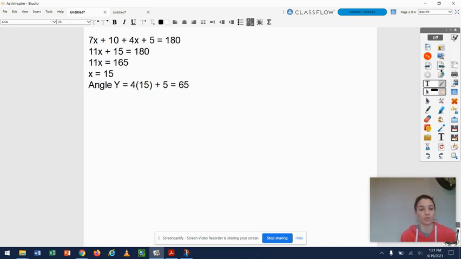In the check question, you should have set it up similar to what I have here, where you add them and set it equal to 180. Combine like terms, subtract 15, divide by 11, x is 15. So you're going to plug the 15 into the angle y. So you'll have 4 times 15 plus 5, and then you'll get 65.